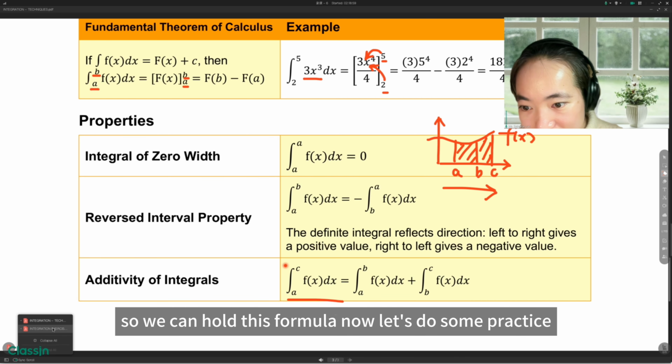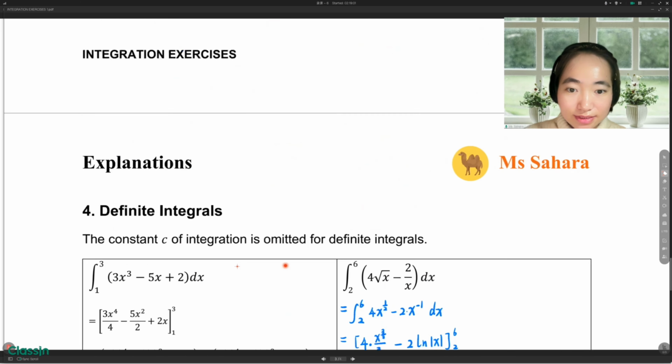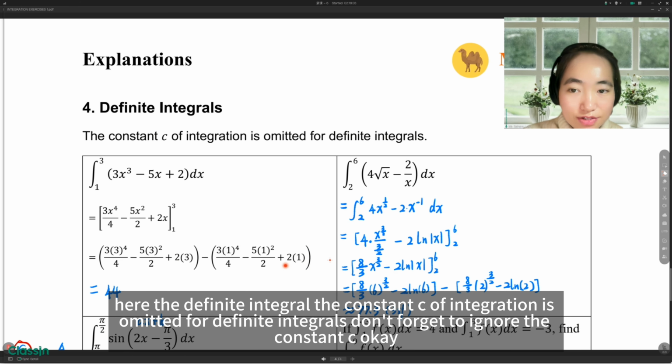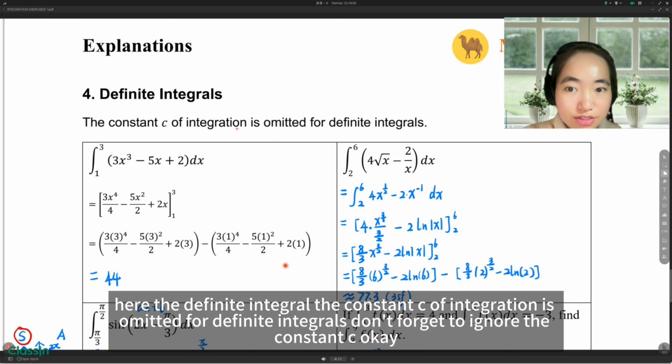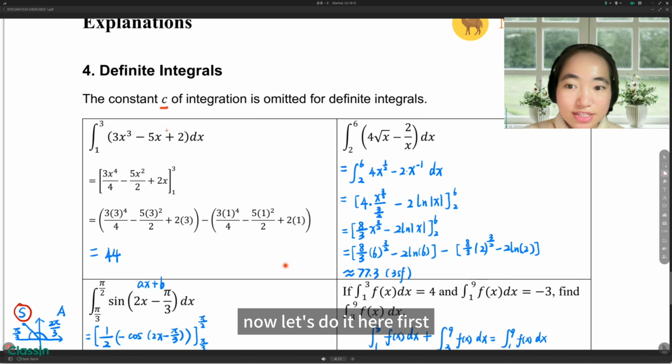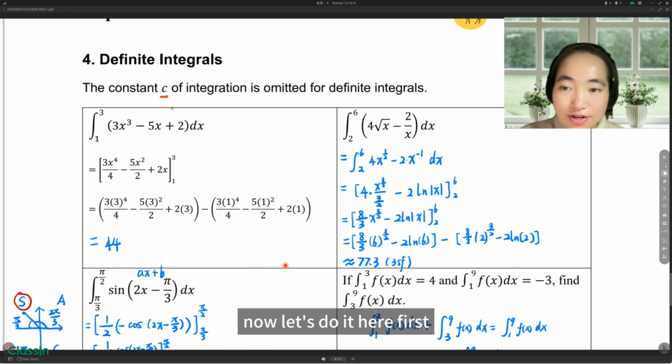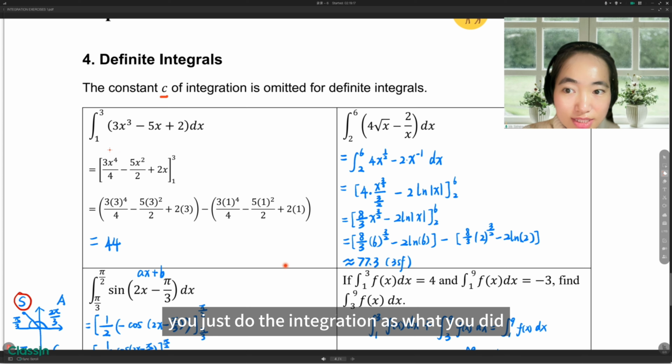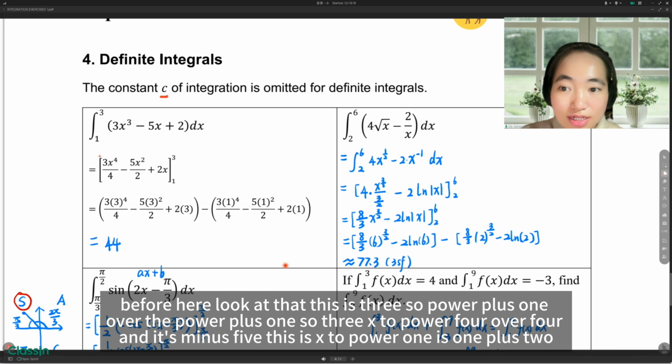Now let's do some practice. Here is a definite integral. The constant c of integration is omitted for definite integrals. Don't forget to ignore the constant c. First, you just do the integration as you did before. This is 3, so power plus 1 over the power plus 1, so 3x to the power 4 over 4.